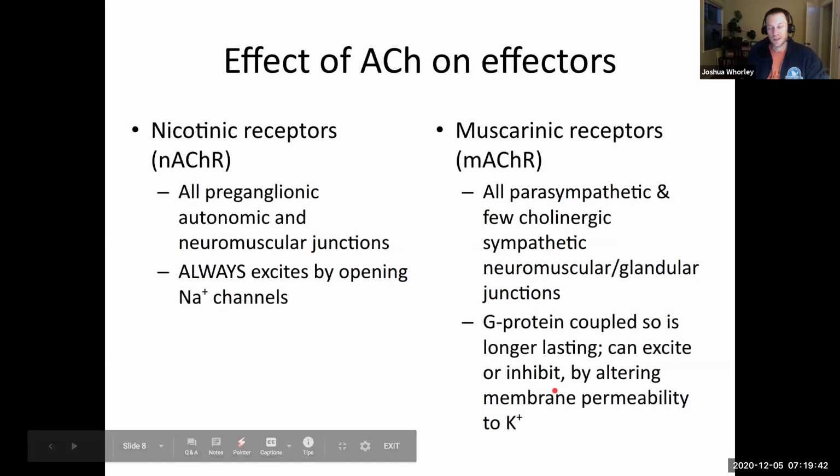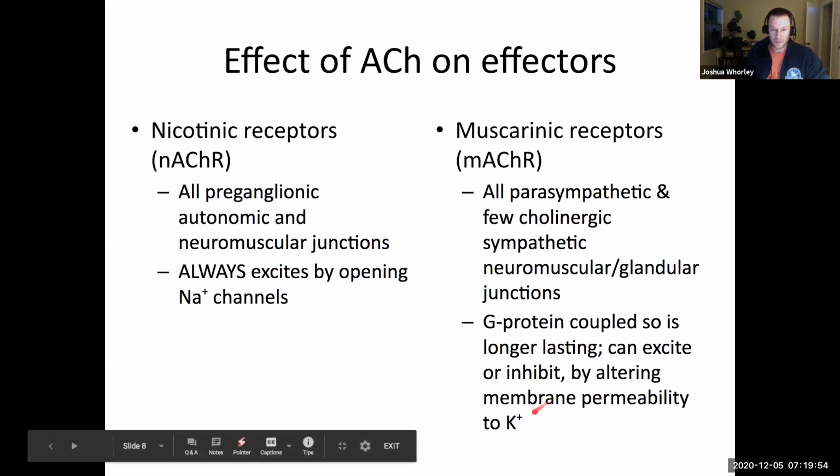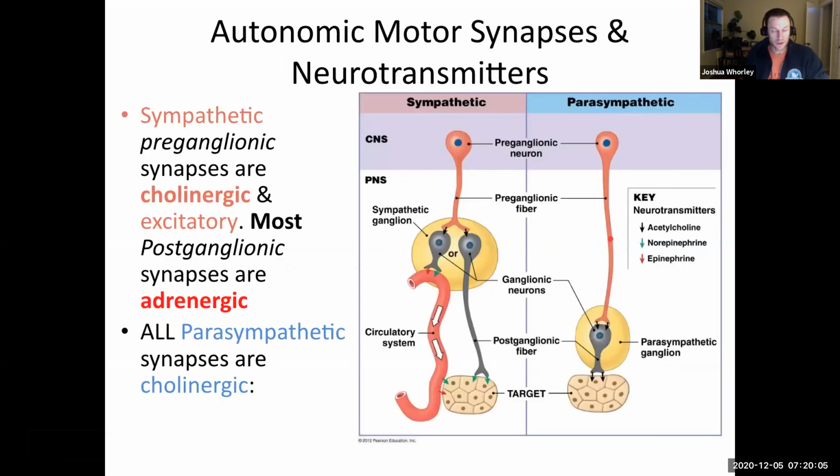And they do that by altering their permeability to potassium, right? So increasing permeability to potassium is going to inhibit the cell, or decreasing permeability to potassium is going to make it easier to bring the cell to threshold and to excite it. Right? Okay, so that's it for our autonomic nervous system.